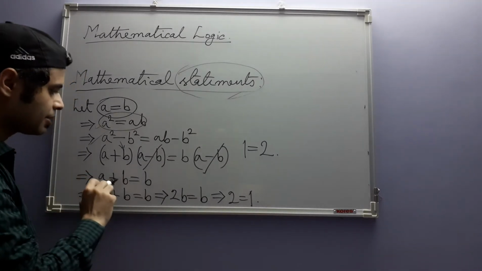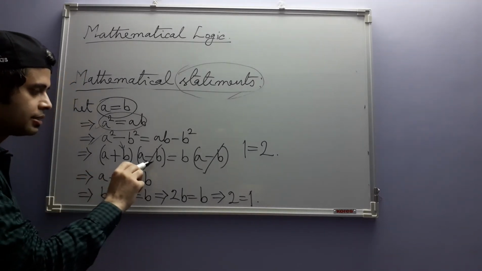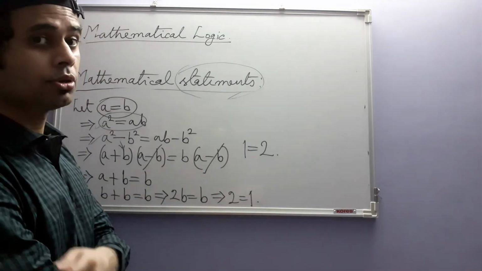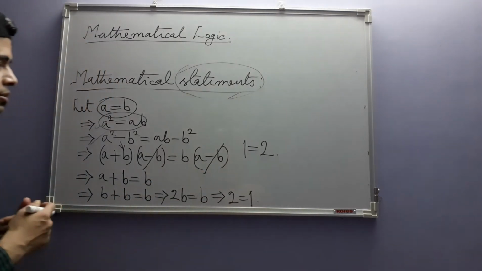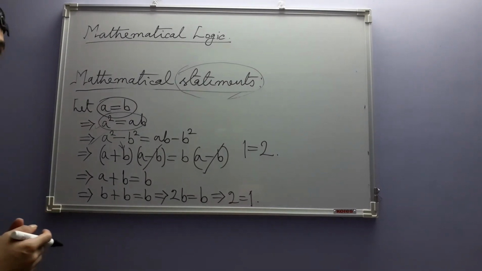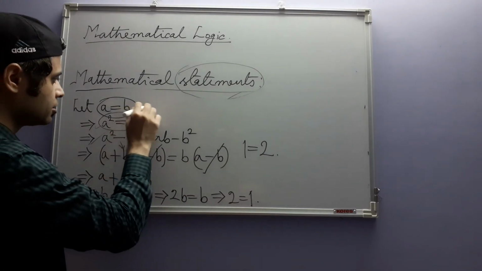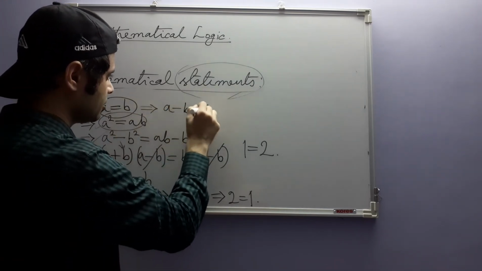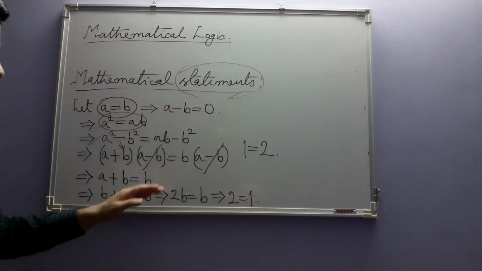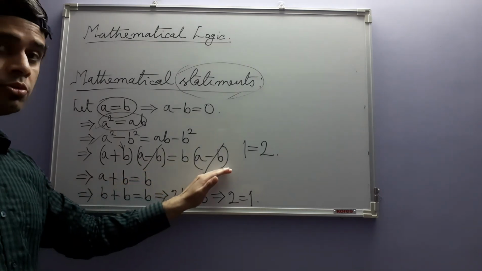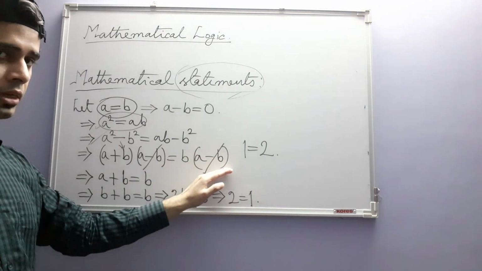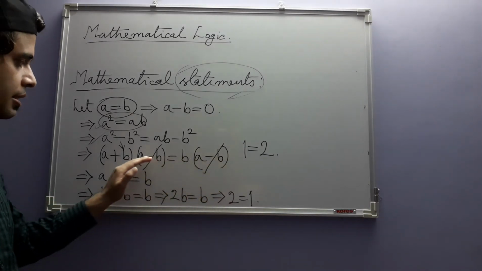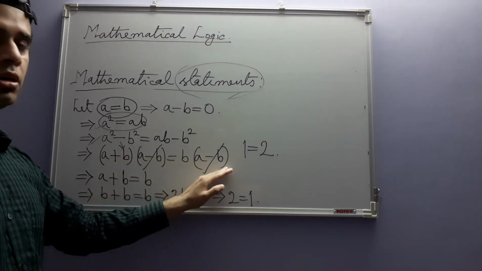The next step, however, is achieved by cancelling out A minus B from both sides. Is this permitted? This is not permitted. Why? Because since A is equal to B, A minus B is equal to 0. And we do cancel out things from both sides when they are non-zero. I mean, this is only an aid to our memory.